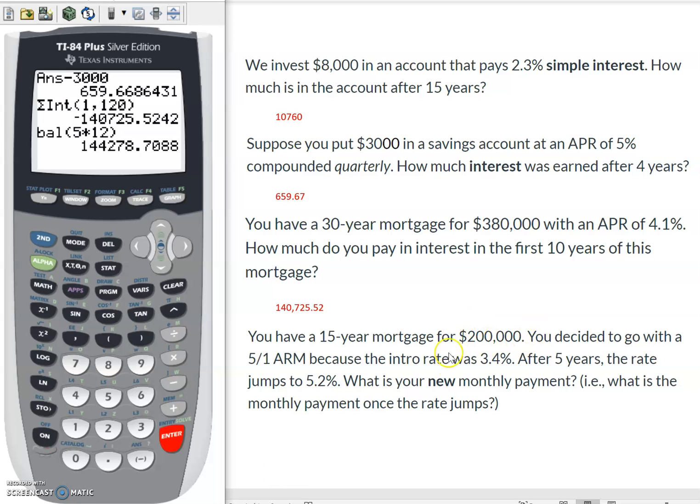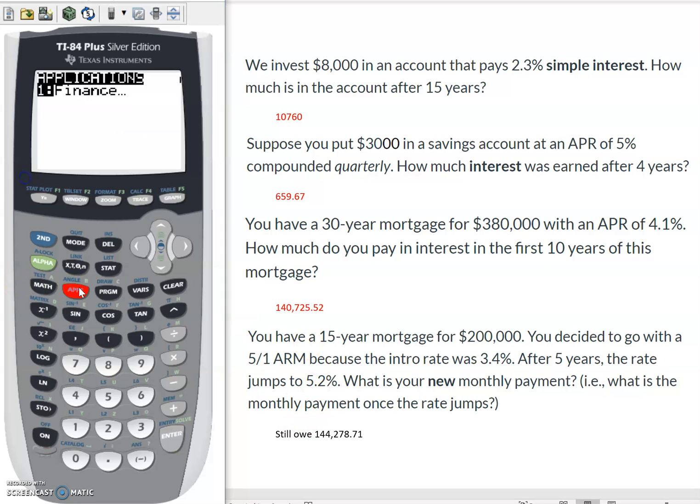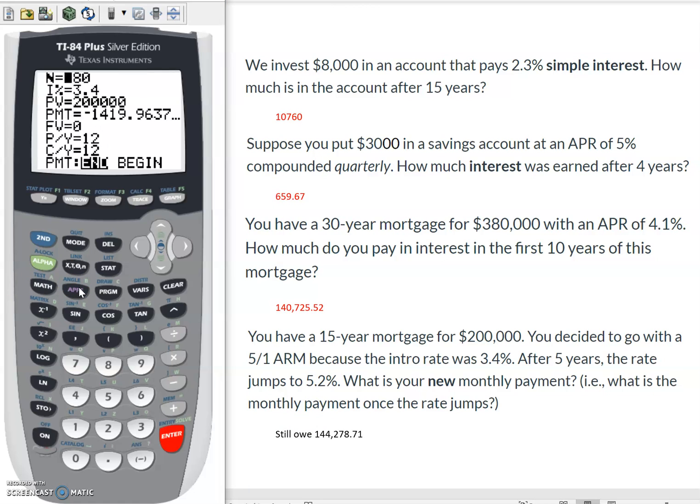So we started at 200,000, and we still owe $144,278.71 if we're rounding. So when we go back into the solver, we update everything. We've got 10 years left on the loan at this point. We're 5 years in. The interest rate jumped up to 5.2. How much do we owe? Well, we still owe $144,278.71.